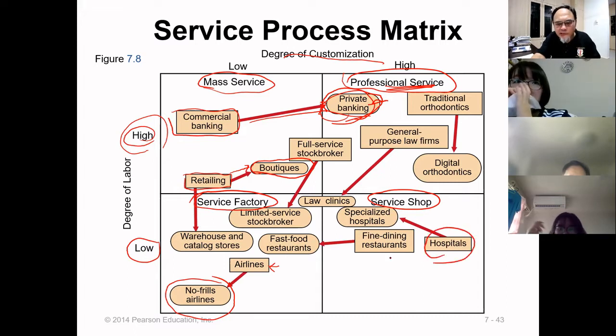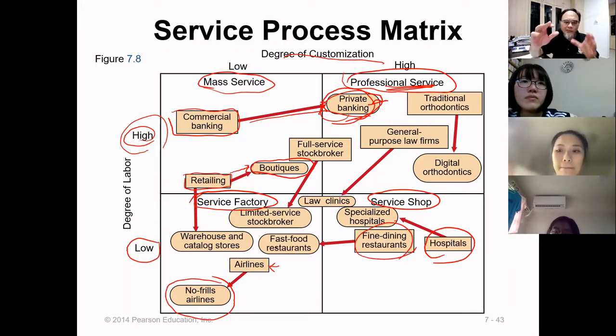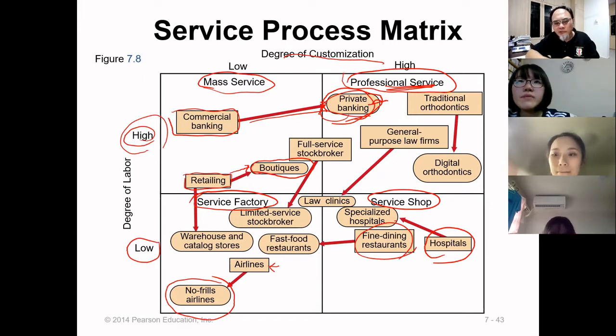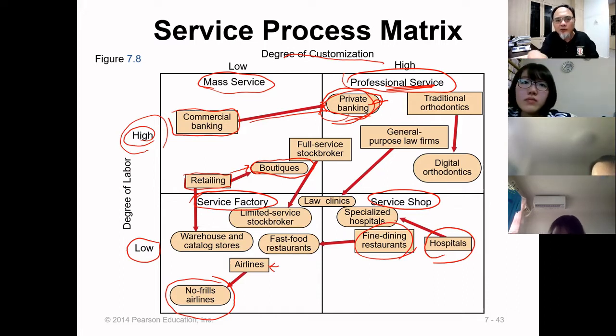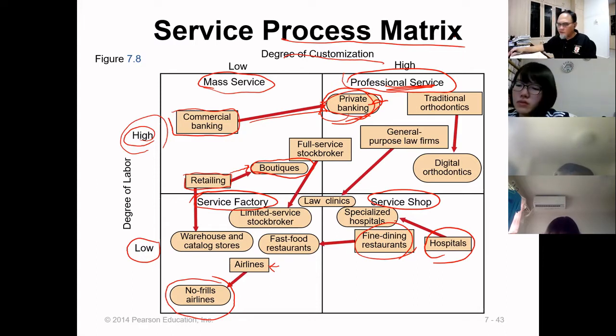Okay, service shop hospitals move on to specialized hospitals. Fine dining can move to fast food restaurants. Of course, this is much more competitive. So this is some kind of guidance in terms of how we actually decide where you want to be in our service processes. Any questions? This is a service process design, something that you need to consider, where you're going to put your process.